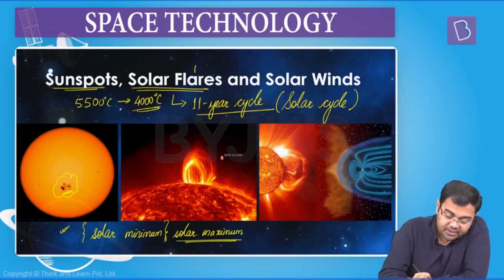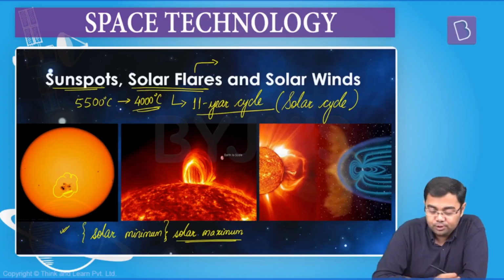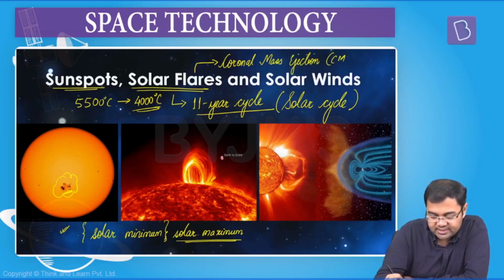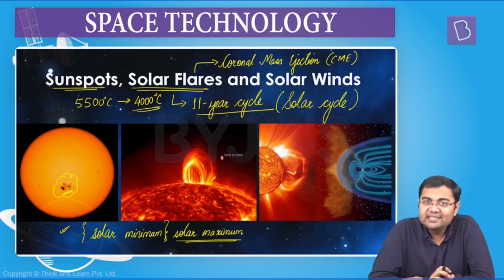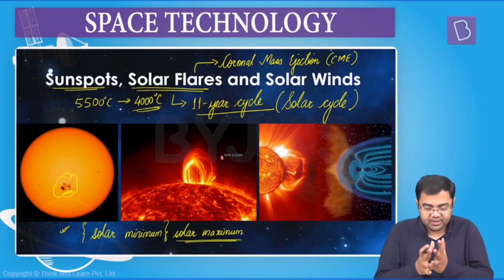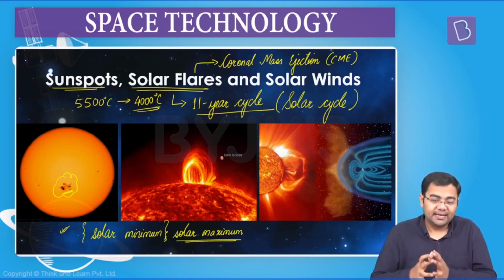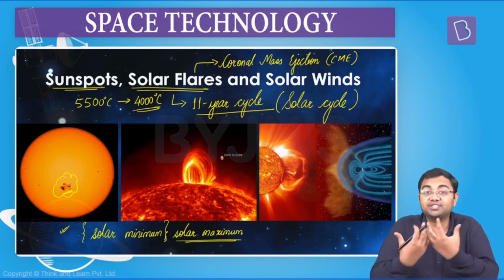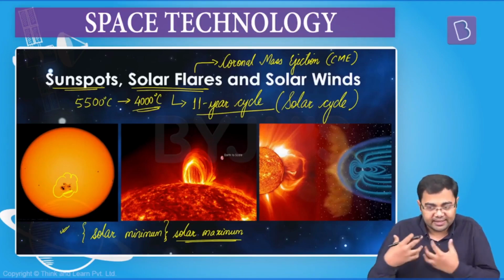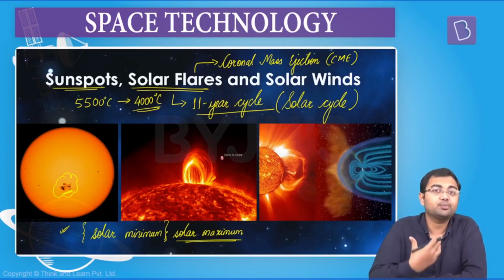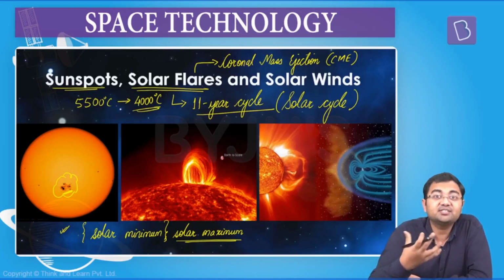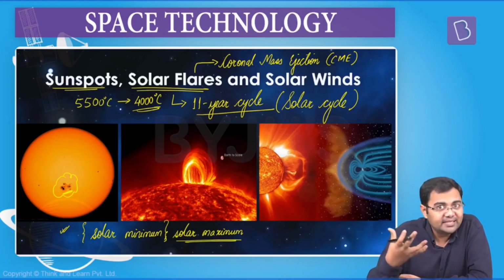Now, one more concept that you may come across in the newspapers is coronal mass ejection. In short, it is called CME. Coronal mass ejection is basically associated with the same concept of solar flares. When solar flares are happening, at this point of time, ejection of coronal mass can happen. That is the ejection of subatomic particles like protons, electrons, etc. can happen. These ejections are called coronal mass ejections.